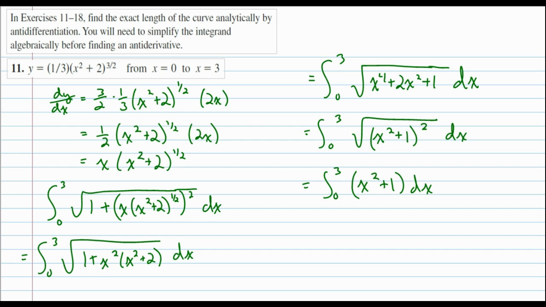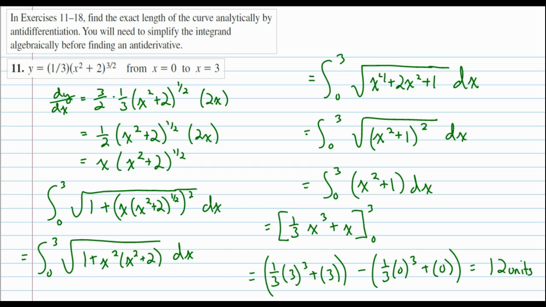That is a very easy antiderivative to do. So all that algebra, all that simplification and rewriting things makes this antiderivative much easier to work with. So now I take the antiderivative, use the fundamental theorem part 2, and I get 12 units of length.